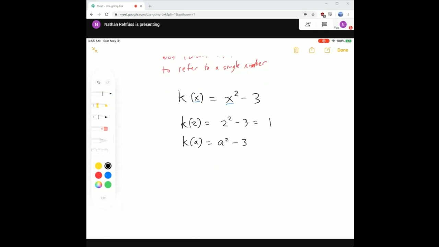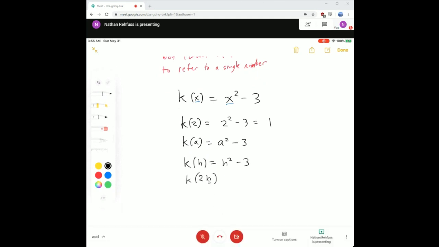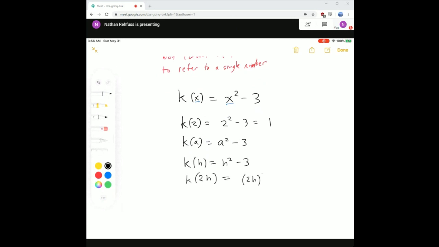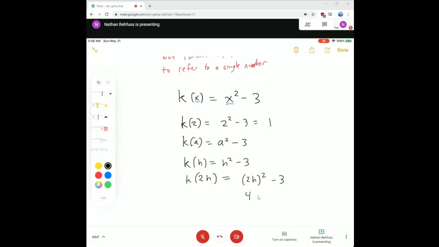But we can get goofy with this, right? I can even plug in another variable, like I could plug in h, and that'll give me h squared minus 3. Or I could plug in 2h. And so the function rule says, so what do I do with 2h? The function rule says, take the input, square it, and subtract 3. So I'm going to take this whole input, 2h, square it, and subtract 3. So my answer is going to be 4h squared minus 3, because that's 2h times 2h is 4h squared.